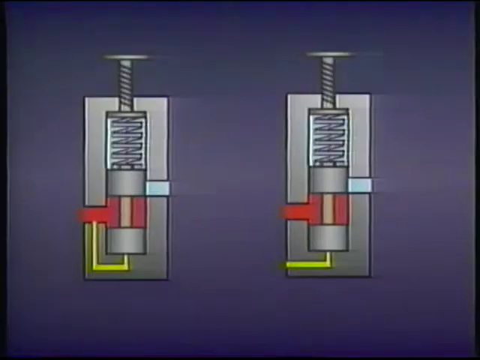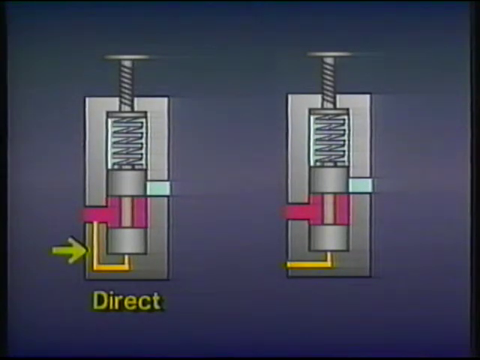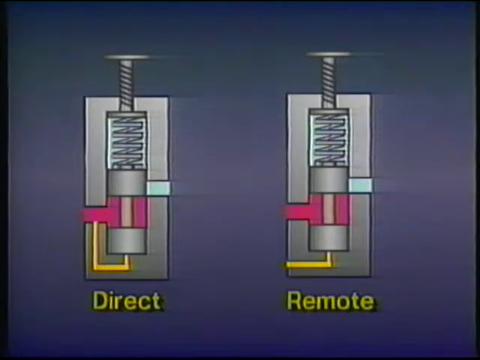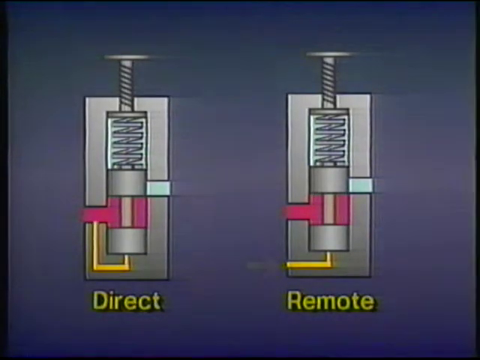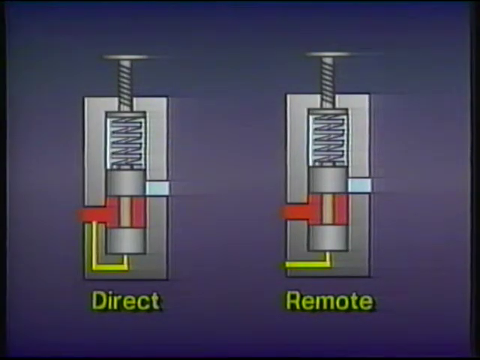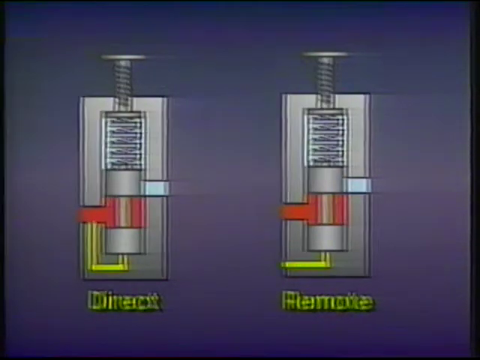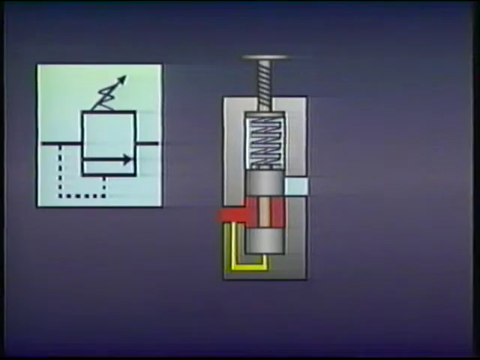Pressure changes are sensed in two ways: directly through an internal pilot passage in the valve itself, or remotely through a pilot passage that extends to some other part of the system. As we will see, some valves have both direct and remote pilot passages which can change the state of the valve. First, let's take a close look at valves that sense pressure directly.